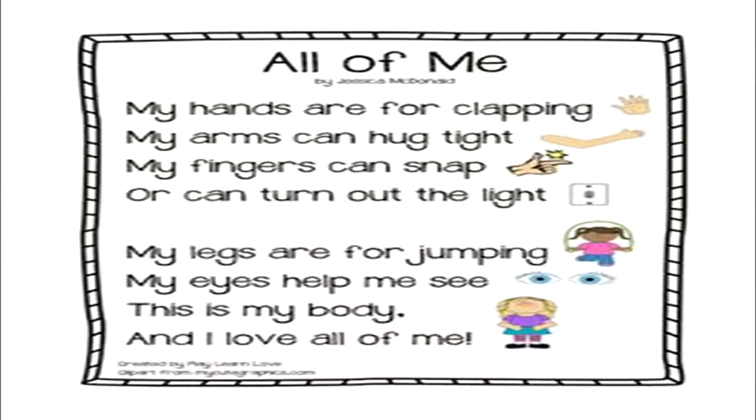Again, there's a poem, very small one for nursery children, All of Me. My hands are for clapping, my arms can hug tight. My fingers can snap or can turn out the light. My legs are for jumping. My eyes help me see. This is my body and I love all of me.